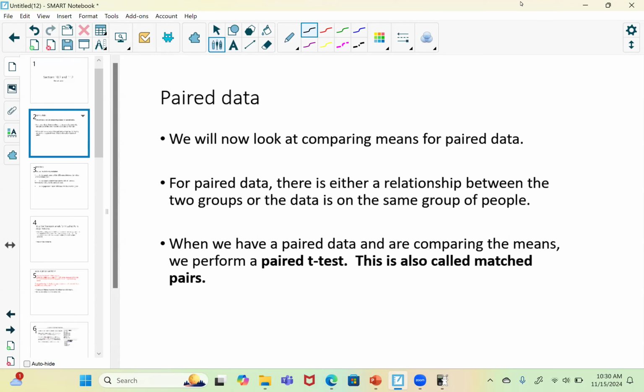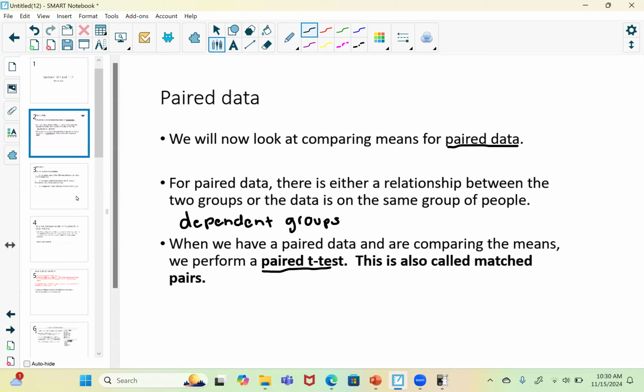So in this section, we are also going to look at means, but we're going to look at comparing means for paired data. And what paired data means is there's either a relationship between the two groups or the data is on the same group of people. And it's what we talked about at the beginning of 10.1. We're looking for dependent groups. There's some relationship between the groups. When we have paired data and are comparing the means, it's called a paired t-test. Another name for it is called matched pairs.